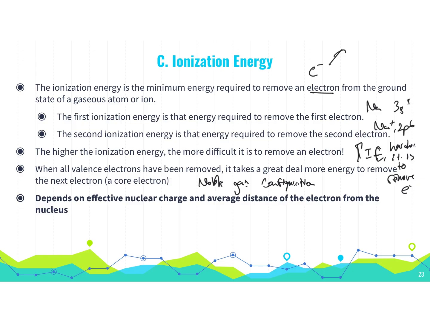It takes a great deal of energy to remove that electron, right? Because all atoms, no matter where they are on the periodic table, really want to achieve that noble gas configuration or something close to it.